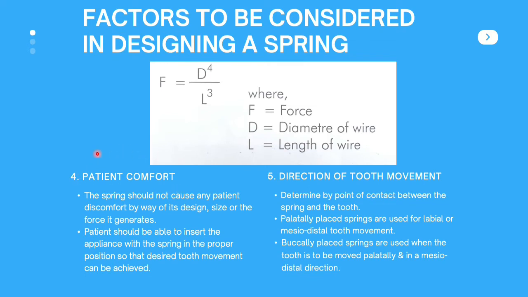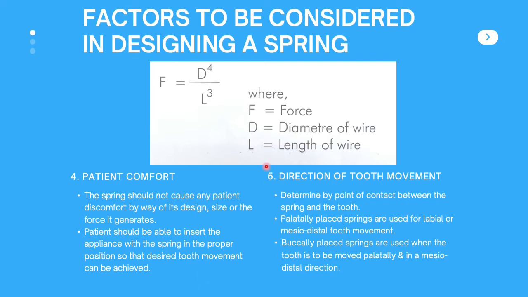The fourth factor is patient comfort. The spring should not cause any patient discomfort by way of its design, size, or the force it generates. The patient should be able to insert the appliance with the spring in the proper position so that desired tooth movement can be achieved. So patient education is very important during issue of the appliance. As a clinician, we need to teach the patient how to insert the appliance and how to remove the appliance properly without distorting the wire.